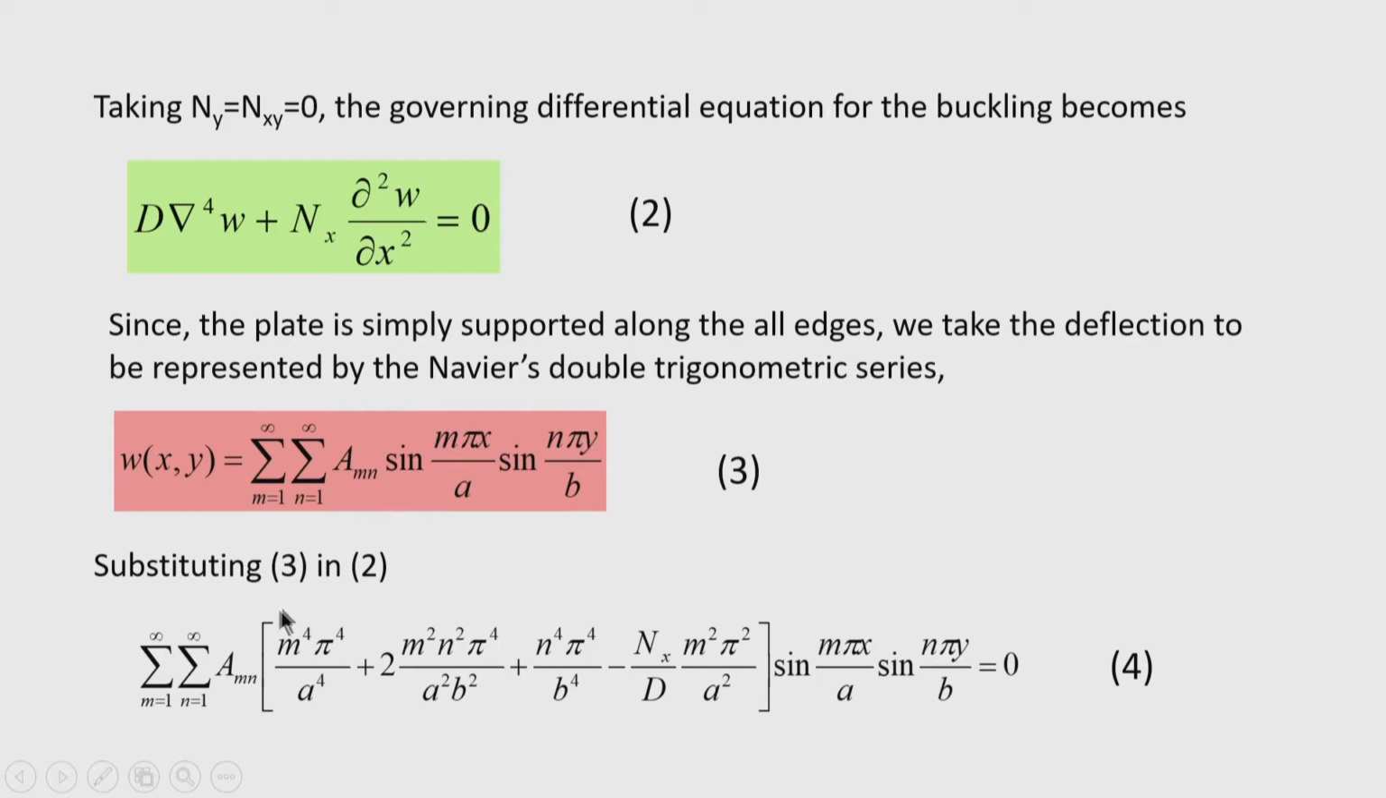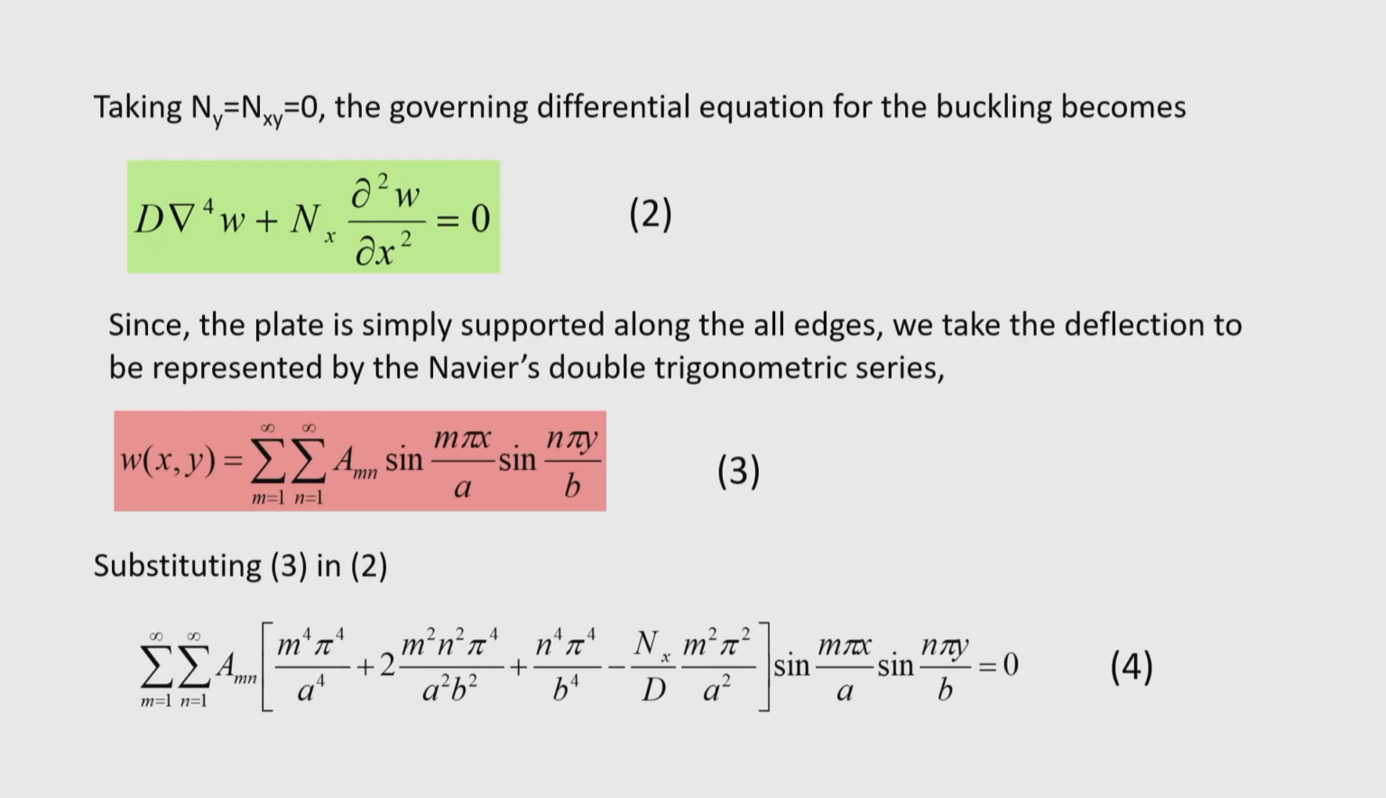Now, we get here double sum m equal to 1 to infinity, n equal to 1 to infinity, a_mn bracket m to the power 4 pi to the power 4 by a to the power 4 plus 2 m square n square pi to the power 4 divided by a square b square plus n to the power 4 pi to the power 4 by b to the power 4 minus Nx by D m square pi square by a square, multiplied by sin m pi x by a sin n pi y by b, equal to 0. Now, you see this equation, the equation number 4.